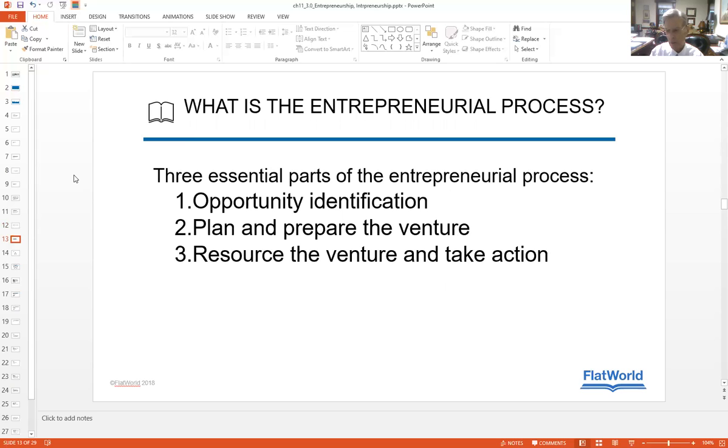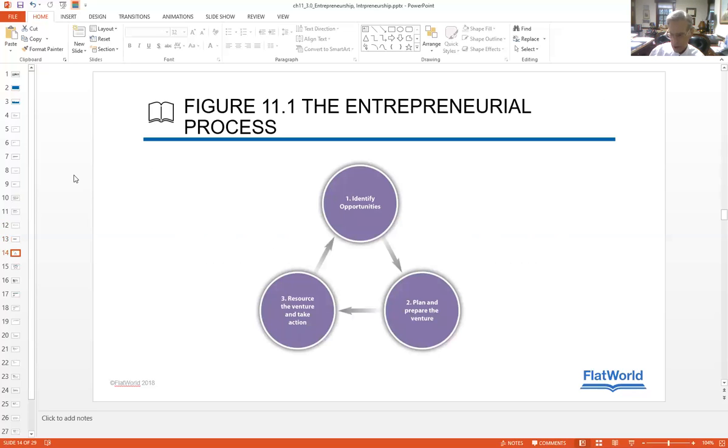So the process that the textbook describes for you entails 3 steps: to identify opportunity, to plan the venture, and then obtain the resources that are necessary to get started. And this is a diagram that the authors offer that simply summarizes those 3 steps.